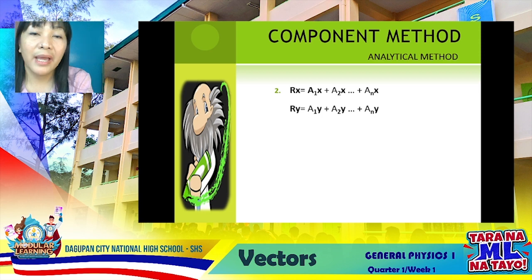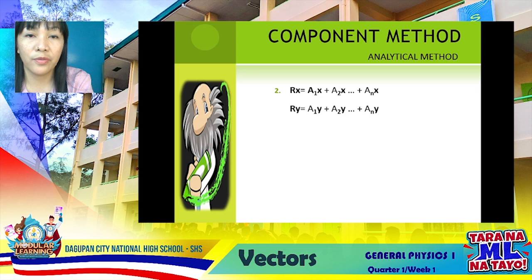So we just simply add all the vectors given along x components. We can do that by using this formula. R sub x is equal to a sub 1x plus a sub 2x, and so on and so forth, depending on the number of vectors given. Same with R sub y. We find the resultant in the y component by simply adding all the vectors along y. So a sub 1y plus a sub 2y, and so on and so forth.